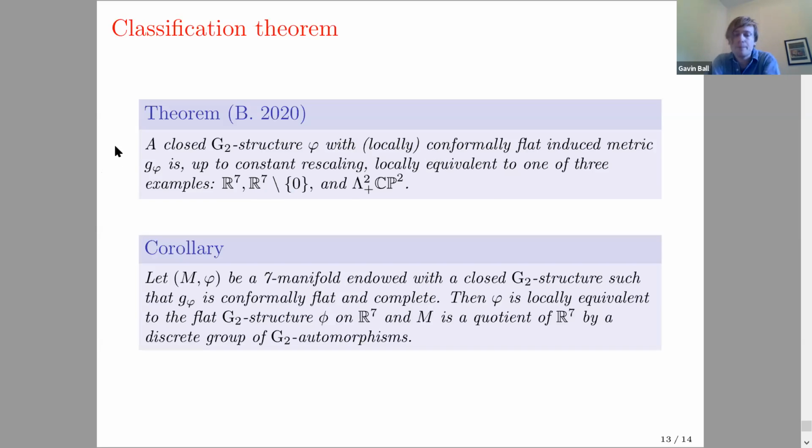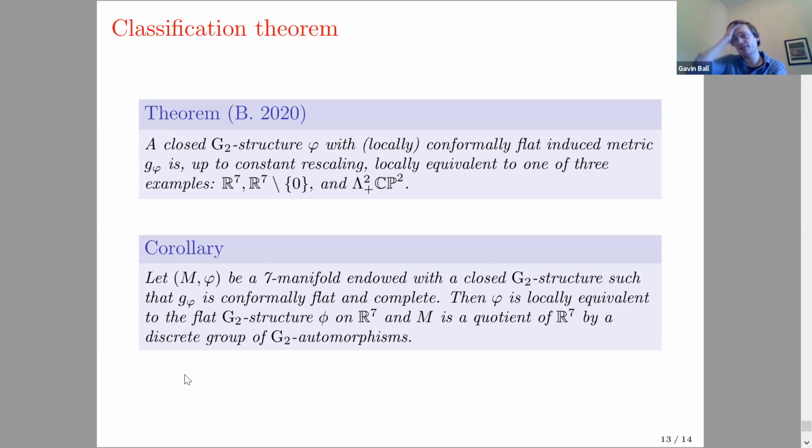So the corollary would be that, I said these last two examples were incomplete. If I add completeness to my hypotheses, then I get that my G2 structure must be locally equivalent to the flat G2 structure on R7. So globally, that says that my manifold should be a quotient of R7 by some discrete group of G2 automorphisms. So really, if you want a closed G2 structure for which the metric is conformally flat and complete, then you've just got the flat one, maybe on some torus.